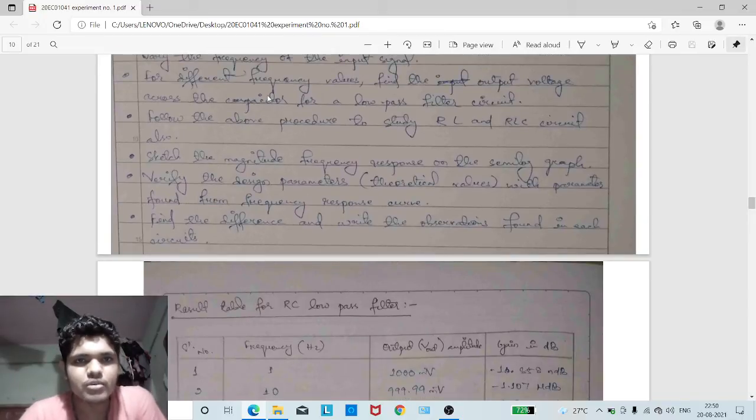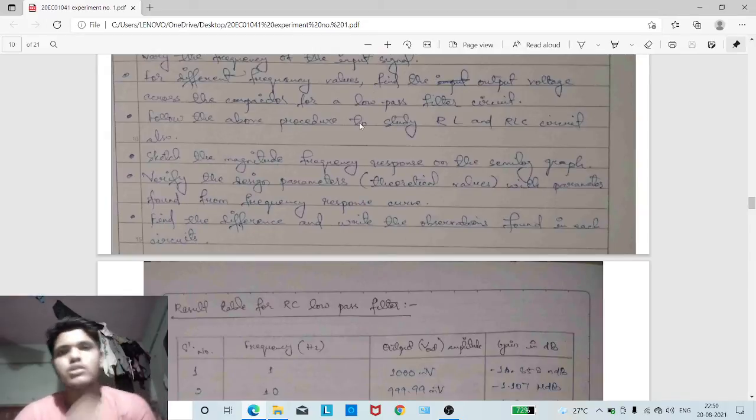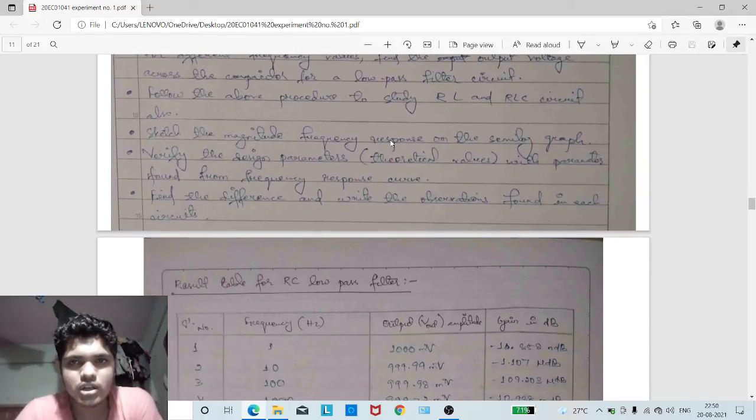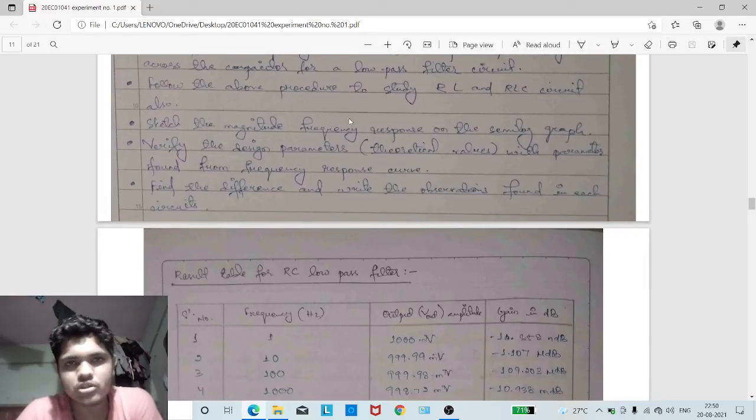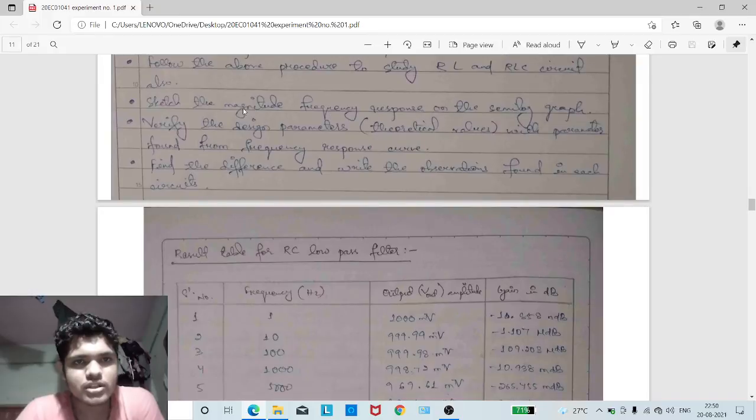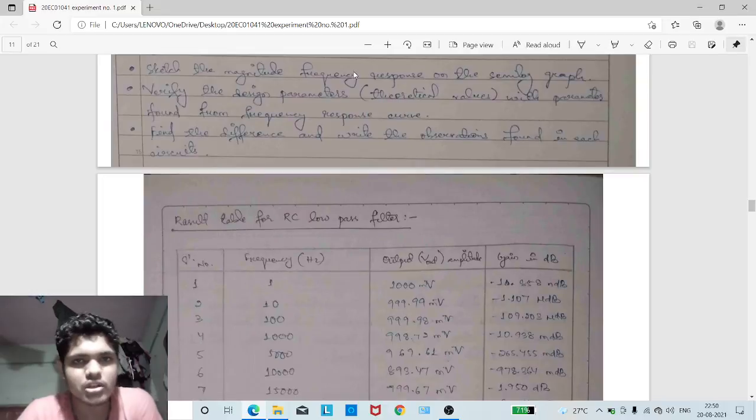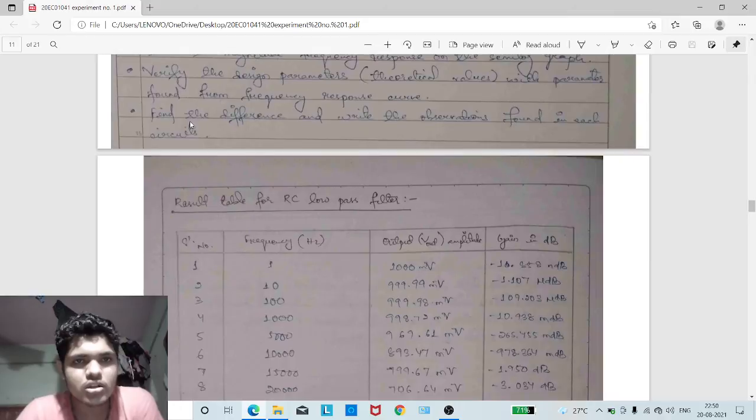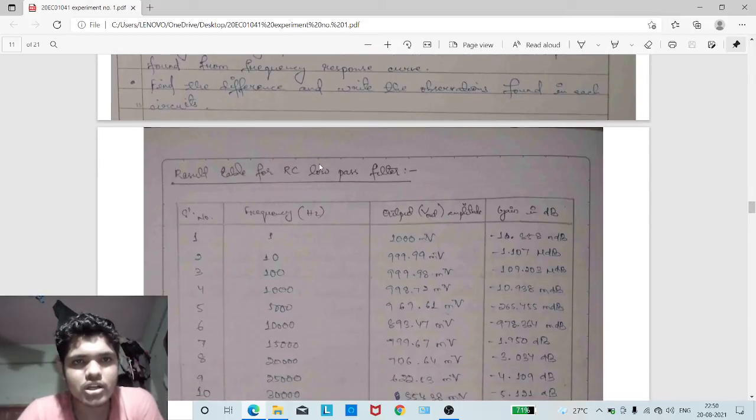After that, for different frequency values, we'll find the output voltage of the circuit we have made. We'll also follow these procedures for RL and RLC circuits to study the frequency response, and we'll sketch the magnitude frequency response graph and also the phase versus frequency graph. The frequency response graph is to be drawn on a semi-log graph.